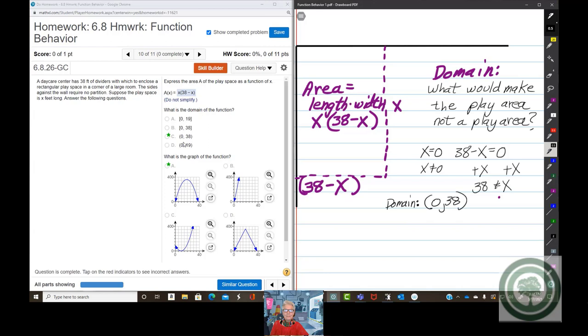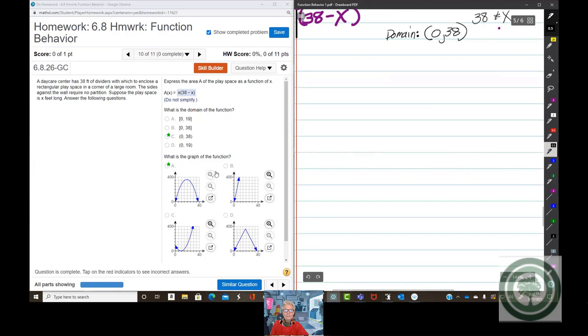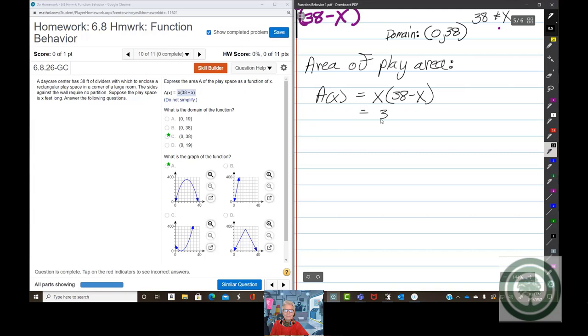All right, now, they're asking you, what is the graph of a function? And after yesterday, what is the graph of the function? What function? The area function, the area of the play area. Area of play area is A of x equals x times 38 minus x, which is 38x minus x squared, which is negative x squared plus 38x.